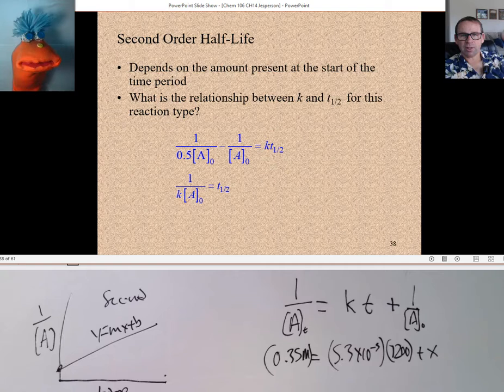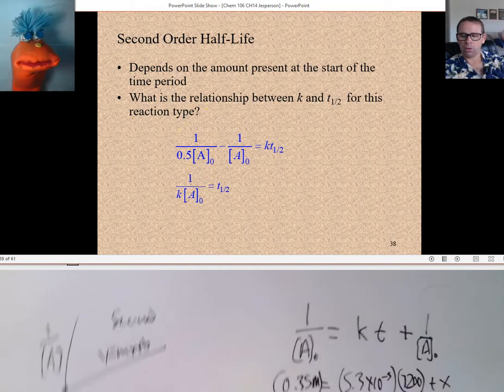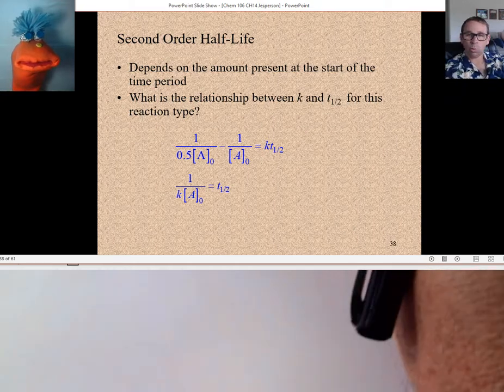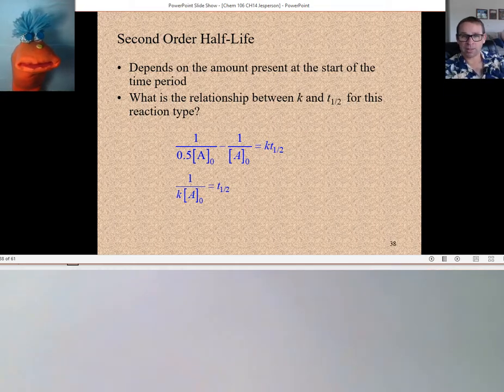A second order half-life. We're not going to talk much about this, but there's only one type of order that has a fixed half-life. Do you remember what that is? That was the first order. That's right, first order. Each half-life will be different for zero order, and the same is true for a second order half-life. Each half-life will be different. In fact, the equation for the second order half-life has a dependence on the concentration of A.